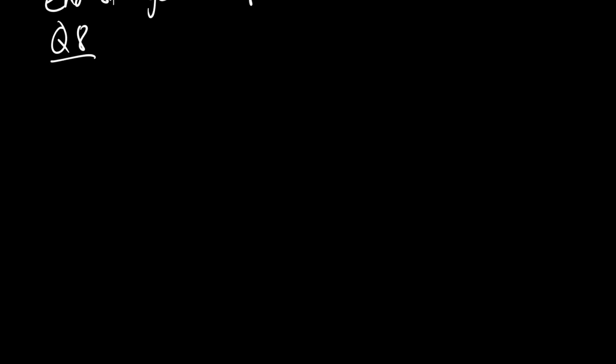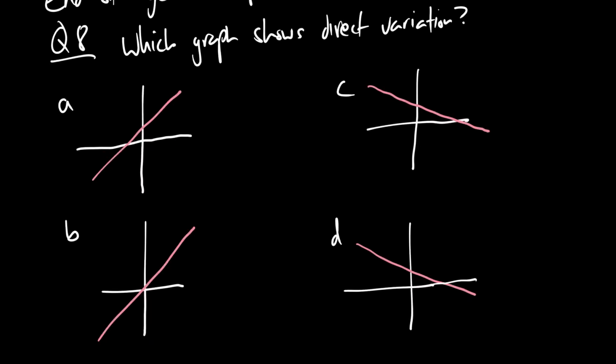And this question is about direct variation. Let's have a look at the question. Okay, so the question says, which graph shows direct variation? You have the choice of A, B, C or D.